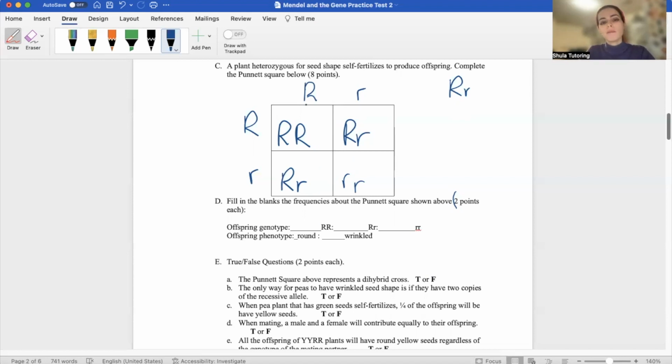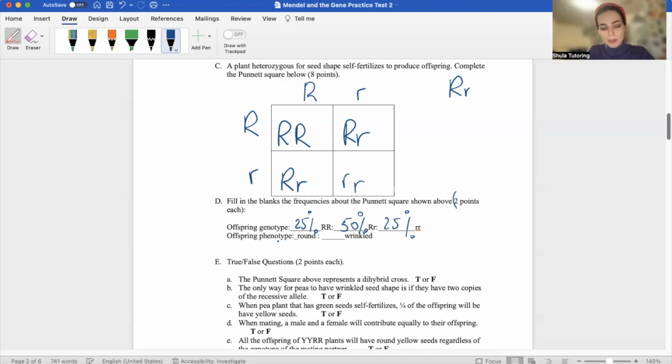And each box represents 25%. So we have one box that's homozygous dominant, so it's 25% here. And then big R, little r, the heterozygous genotype, is 2 boxes. So that's 50%. And then we have 25% for homozygous recessive.